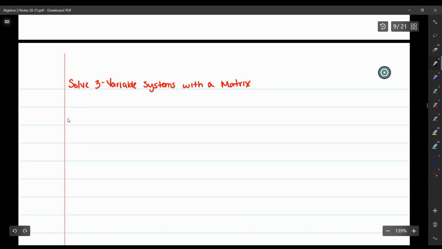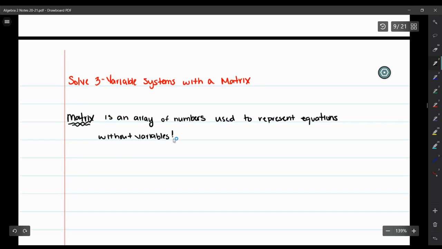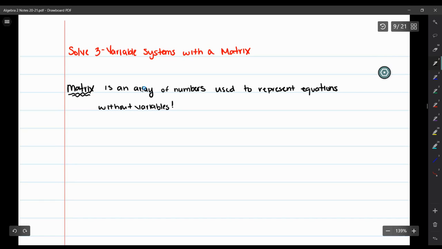So first of all, a matrix, that's a vocabulary word you're going to want to know. Matrix is what we call an array of numbers used to represent equations, just without the variables. Basically, all we're using in a matrix is the coefficients of the variables, and that's it.